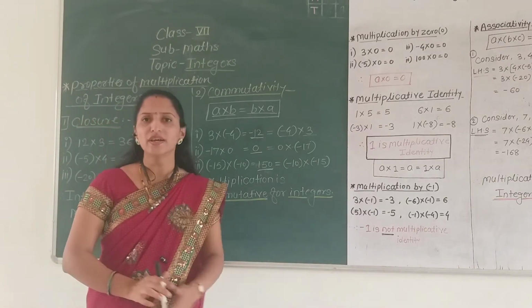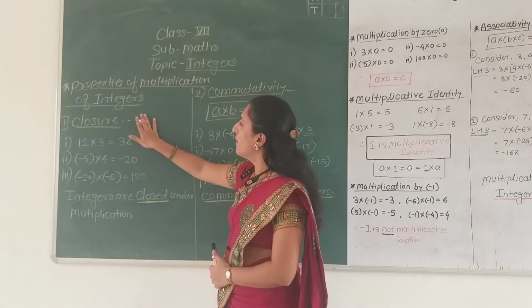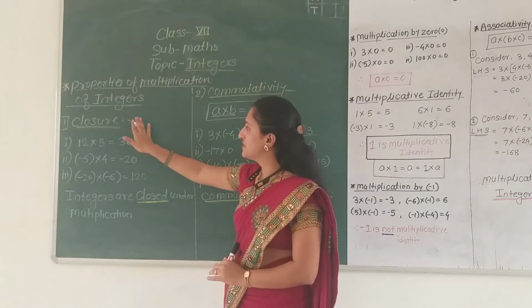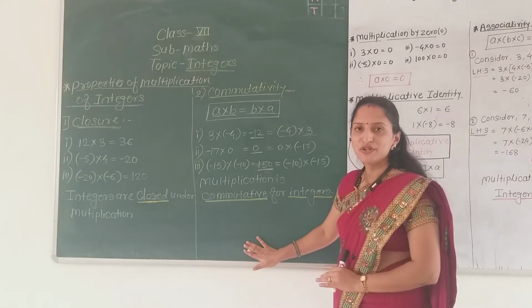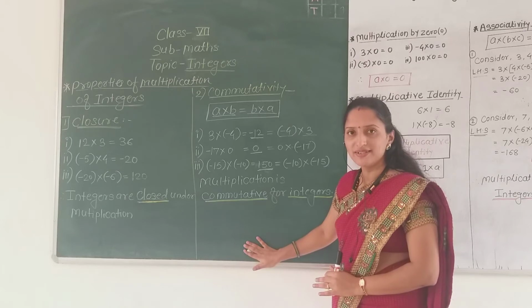Okay. So here we completed two properties of multiplication. First is closure and second is commutativity. Okay students, so shall I go to the next point?